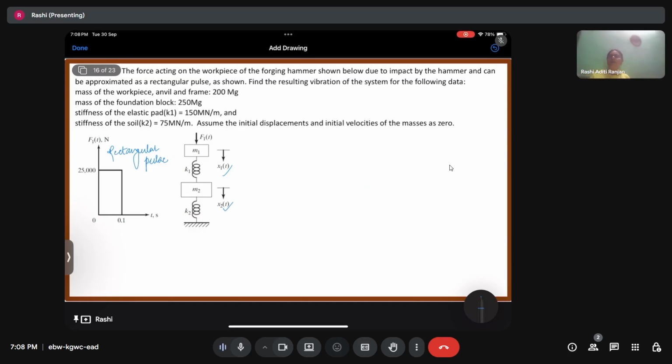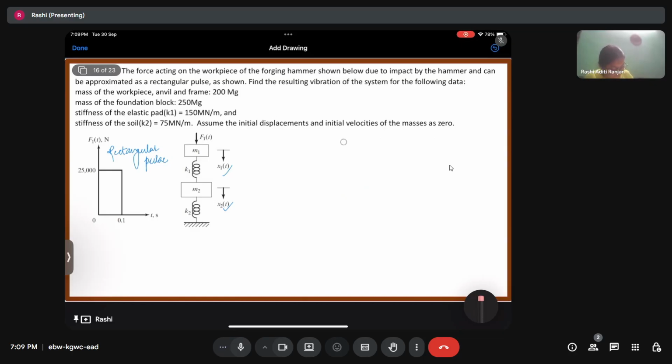We have to find the resulting vibration of the system for the following data. The mass of the workpiece, anvil and frame is 200 Mg, megagrams. The mass of the foundation block is 250 megagrams. The stiffness of the elastic pad, k1, is 150 meganewton per meter, and the stiffness of the soil, k2, is 75 meganewton per meter. We assume initial displacements and initial velocities of the masses are 0.